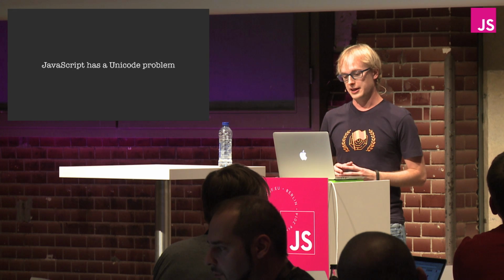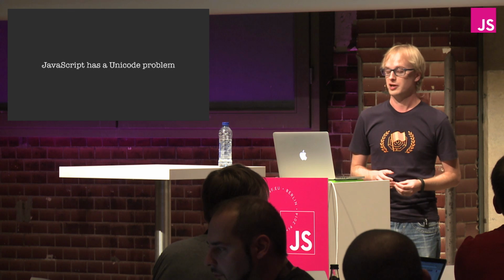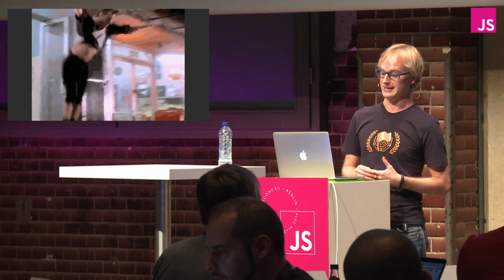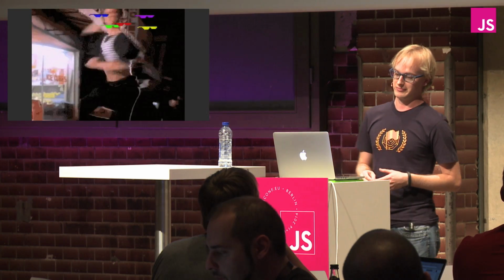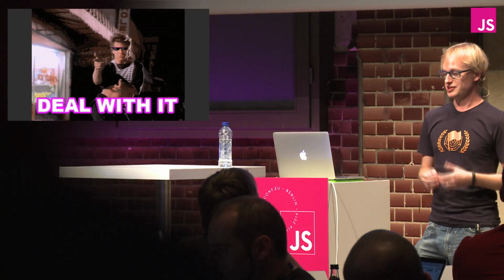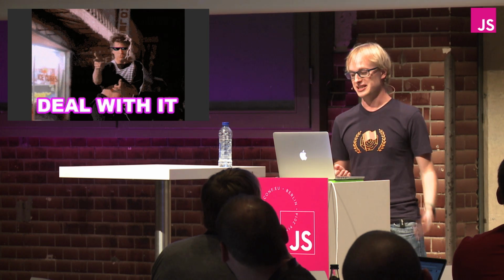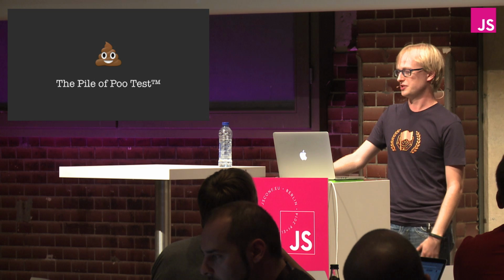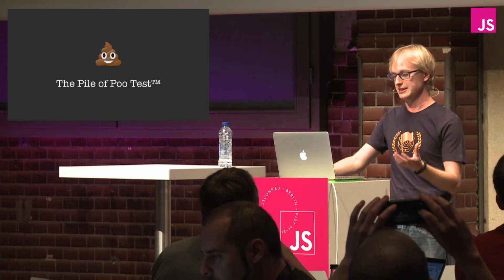So in summary, I think it's fair to say that JavaScript has a Unicode problem, but rather than complaining about it like JC did, we should probably be doing this instead. Yeah, we should just deal with it and work around these issues, because it's honestly not that hard. And all you have to do is add some piles of poo to your unit tests.